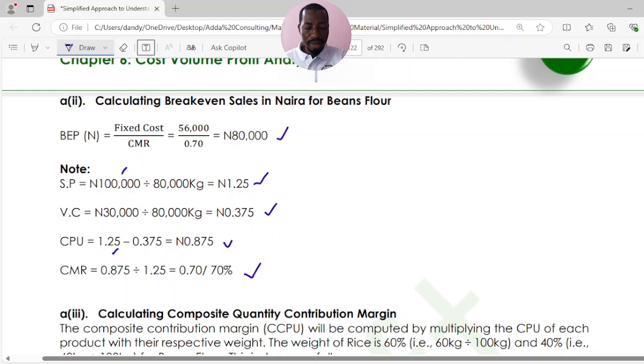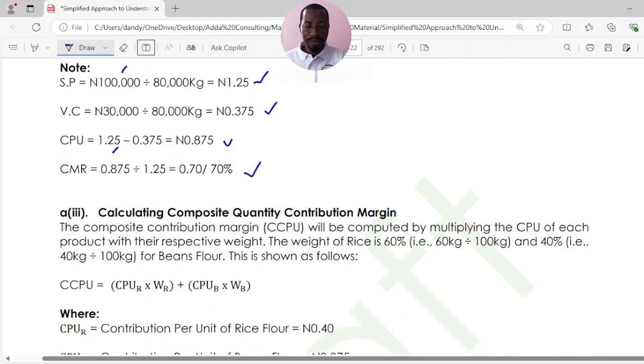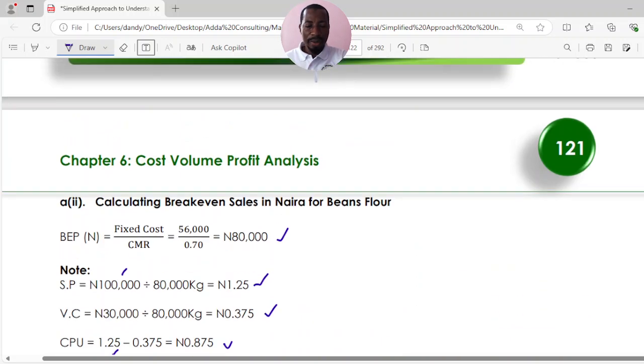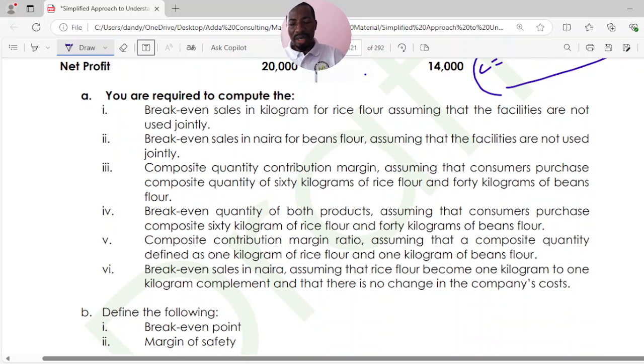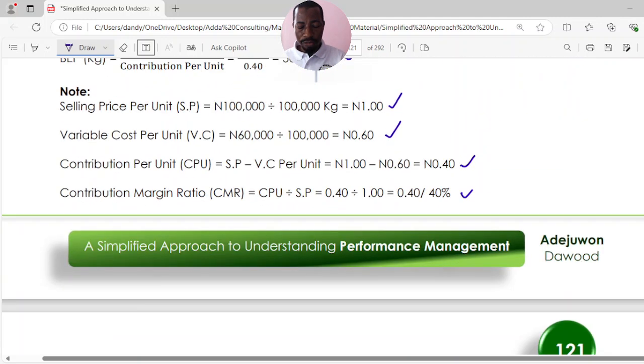Let's go to requirement number 1.3. In requirement 1.3, you have to calculate the composite quantity contribution margin, assuming that consumers purchase a composite quantity of 60 kg of rice flour and 40 kg of beans flour, which means that 60% will be for rice flour and 40% will be for beans flour.